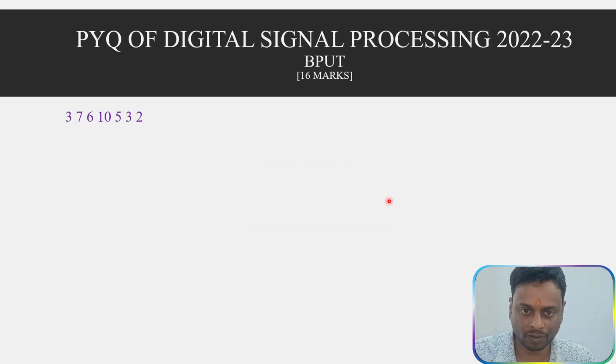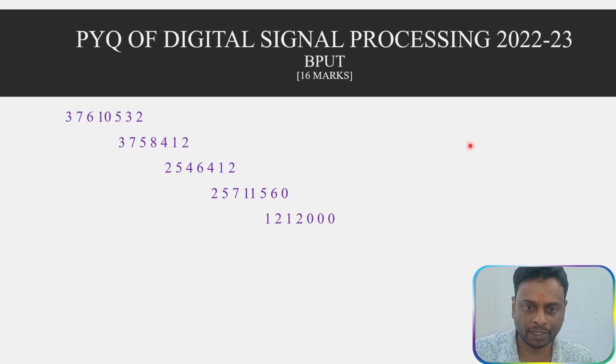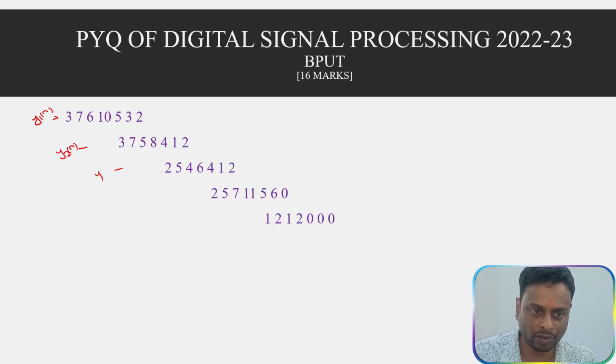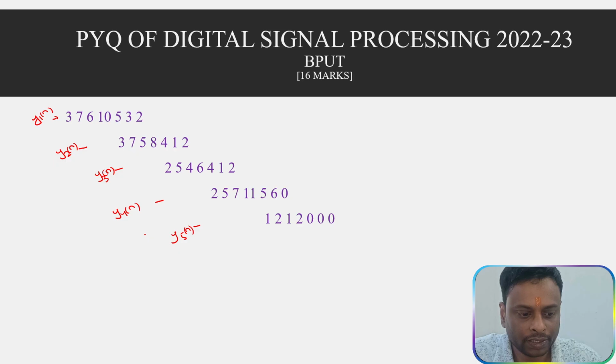So now this is our y1 of n, then y2 of n, y3 of n, y4 of n, and y5 of n. This one is your y1 of n, this one is your y2 of n, this is our y3 of n, this is our y4 of n, then this is y5 of n. So now this is our overlap add method.